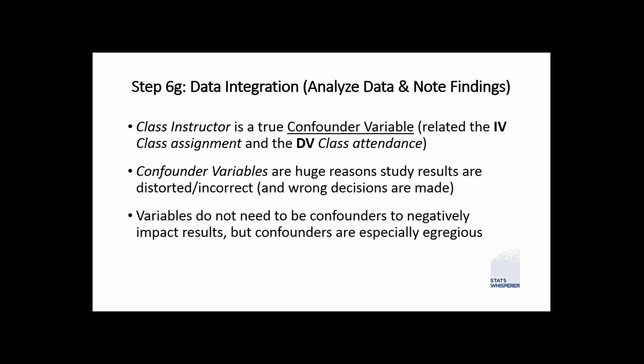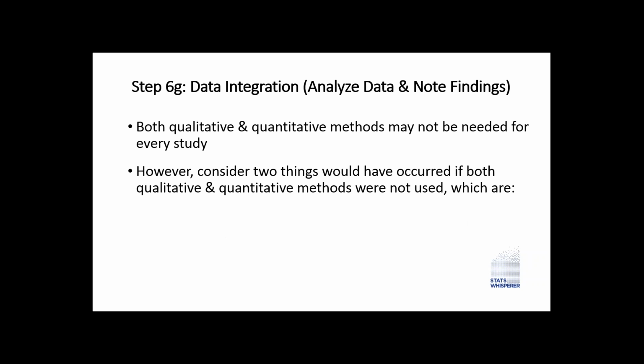Now, confounders are traditionally huge reasons why study results are distorted or incorrect, and wrong decisions are made, like moving the classes based upon them. Variables don't need to be confounders to have a negative impact on your results, but confounders are notorious, or as we say here, especially egregious in distorting your results. So both quantitative and qualitative were needed here. They're not needed in every study, but they were needed here because this is what would have happened.